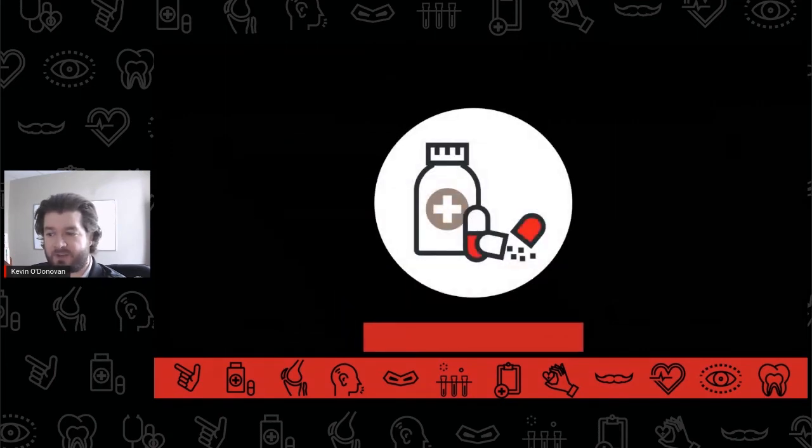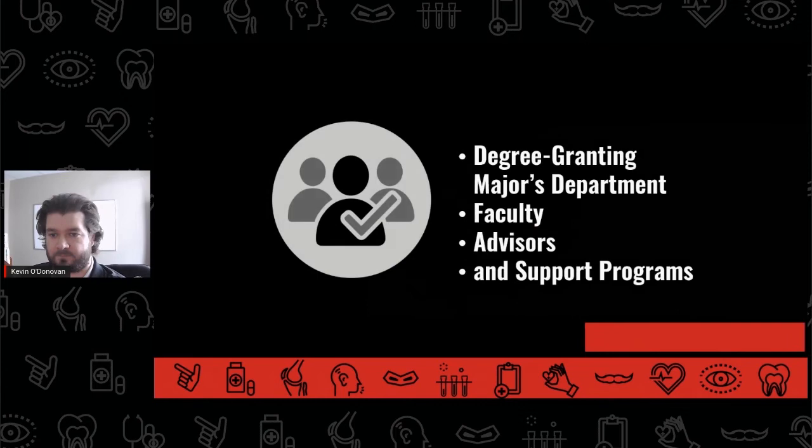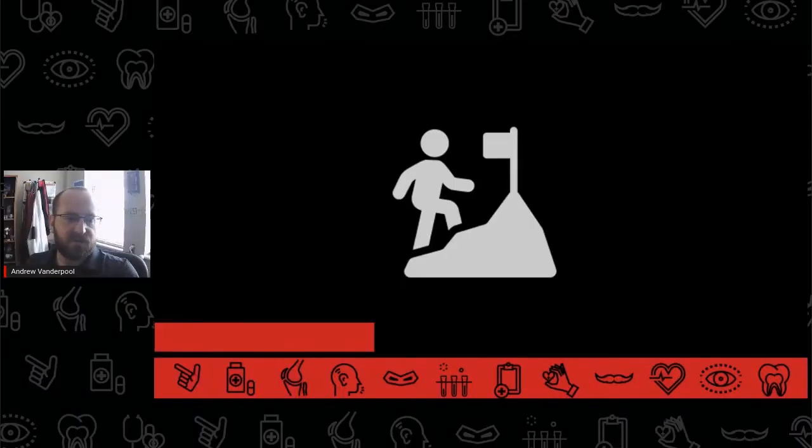Students who aren't sure which major to declare may choose the pre-pharmacy designation for a semester or two until they decide which major is right for them. The sooner a student makes this decision, however, and starts working with their degree-granting major's department, its faculty, advisors, and support programs, the better. The prerequisite coursework for students following the pre-pharmacy pathway is designed to prepare them for the rigorous curriculum they can expect in pharmacy school.